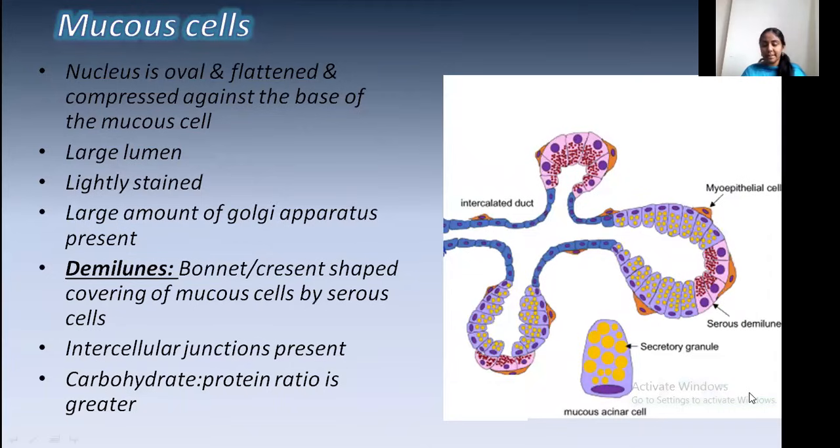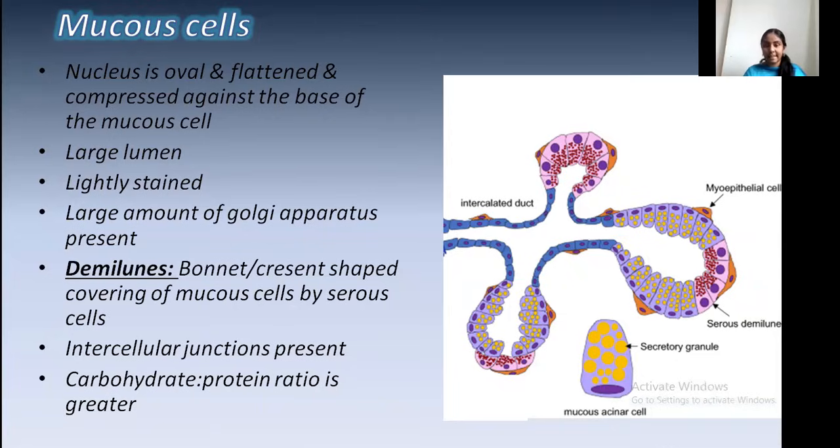Moving on to mucous cells. Now mucous cell, the shape by itself is different. Nucleus is oval and flattened and compressed against the basement membrane. When you see a flat oval nucleus, it is a mucous cell. It has a large lumen. Compared to the serous cells, the central lumen of a mucous cell is larger.